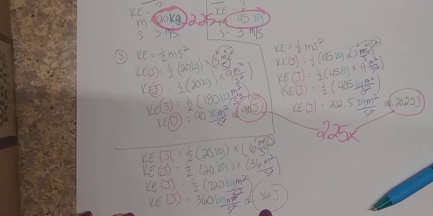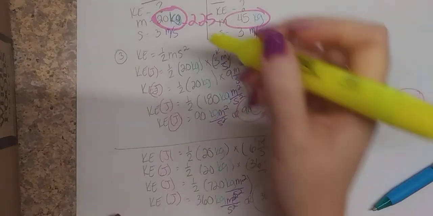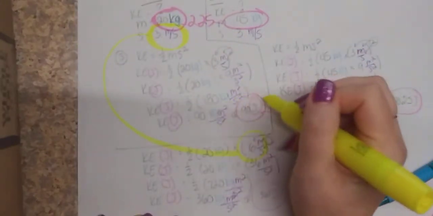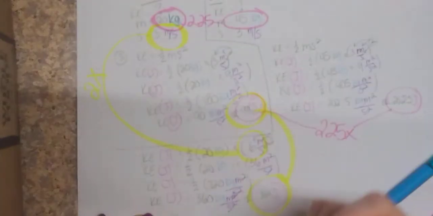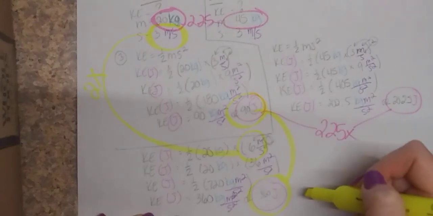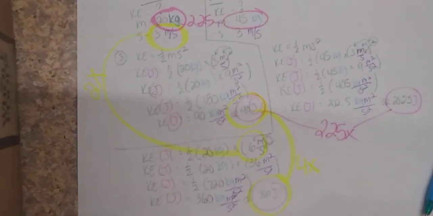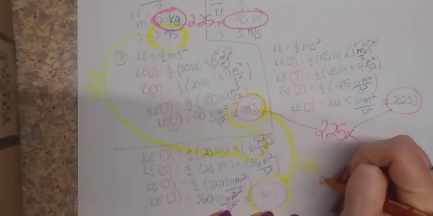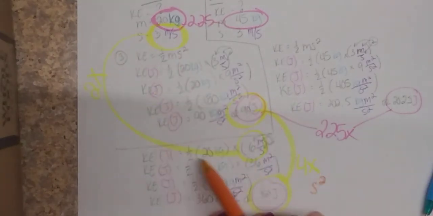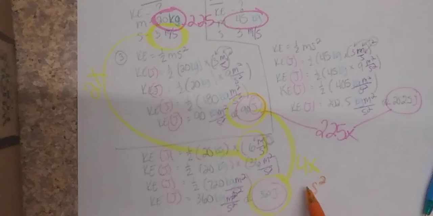So now we want to see what is the relationship between the speed and the energies. So when I double the speed, it was 2 times as great. The energy is 4 times as great. And that reason is because in the equation, the speed is squared. Whenever I double the speed, 2 times 2 is 4, so that's why the energy is 4 times as great.